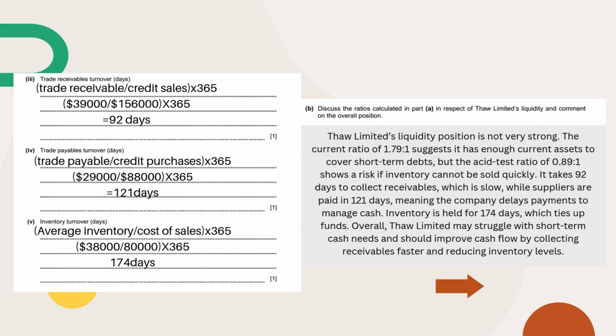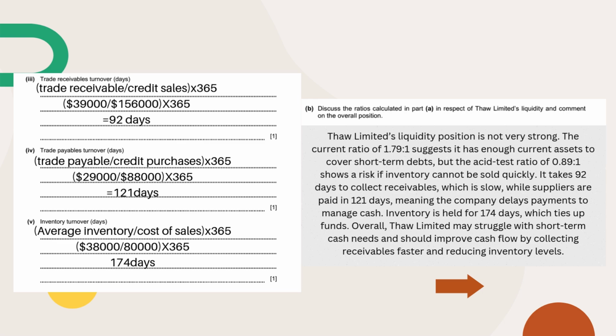D. Discuss the ratios calculated in Part A in respect of TOL Limited's liquidity and comment on the overall position. From the previous answers we got, we'll use them. TOL Limited's liquidity position is not very strong. The current ratio of 1.79 to 1 suggests it has enough current assets to cover short-term debts, but the acid test ratio of 0.89 to 1 shows a risk if inventory cannot be sold quickly.